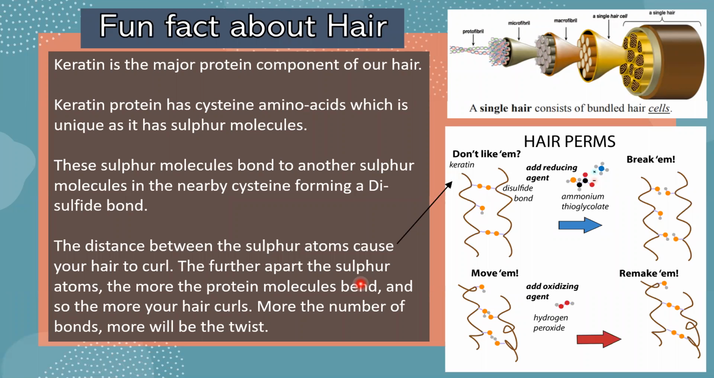So I put this slide in for you, and you can take a look at it. Keratin is the major protein component of our hair. Does anyone never go to the parlor or get their hair straightened? Well, then you're unique, but these days everyone does that. A single hair consists of bundles of cells, and they have these keratins.